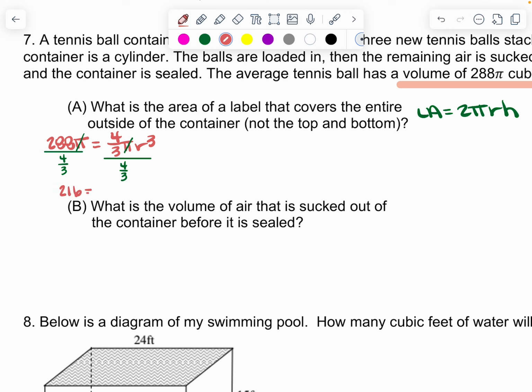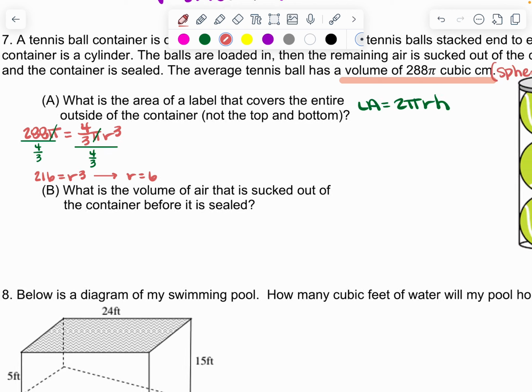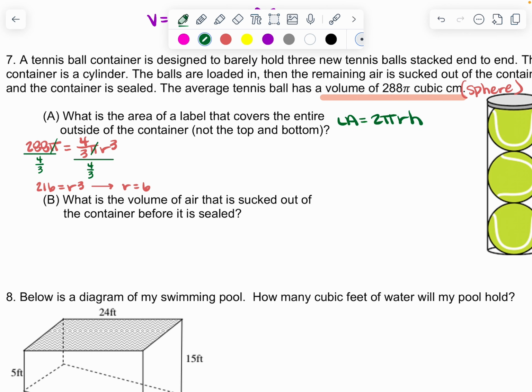Either way, we should get 216. Right, so I'm going to get 216, back to orange, 216 equals r cubed. And then, of course, to solve for r, we just need to cube root that. The cube root of 216 is 6. I don't know why I just typed that in, I knew that. So the radius is 6.